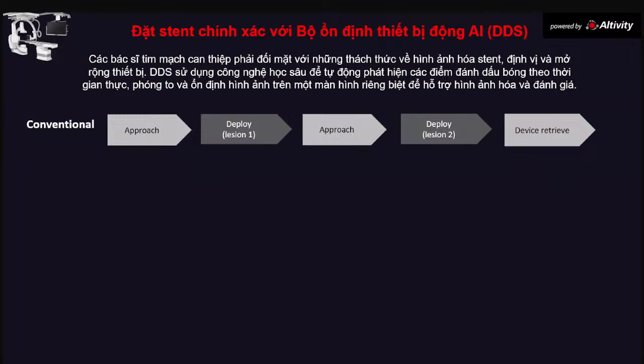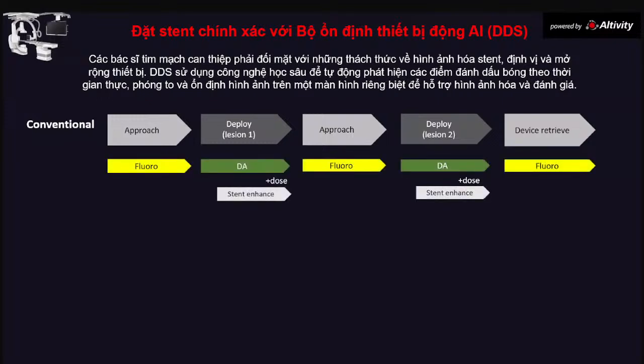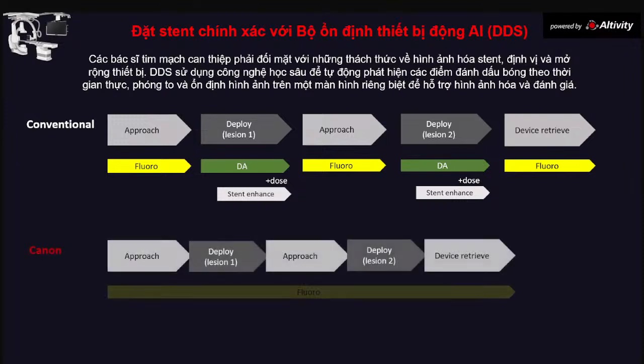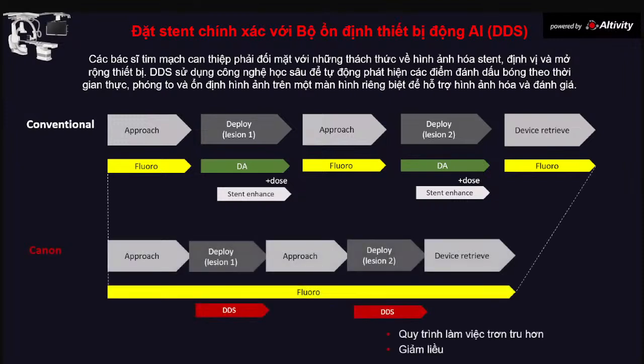So what does that mean? This is a conventional approach of a stent deployment. Normally, you will have to do a fluoroscopy, and to do a stent deployment, you have to go to a digital angiography or DSA for increasing the dose to look at the image quality with the stent enhanced, followed by another fluoroscopy, and followed by another DSA for a second lesion, and finally do a fluoroscopy for confirmations.